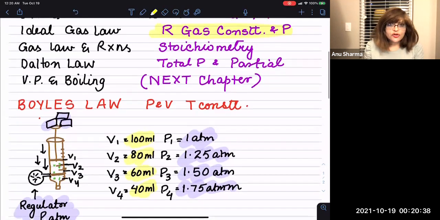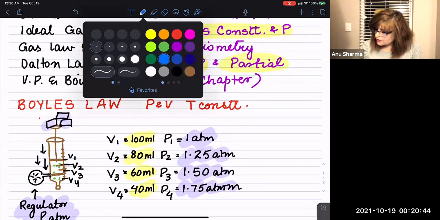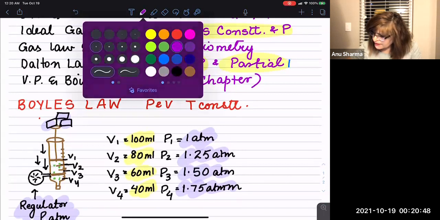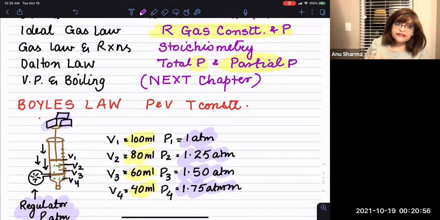and then Dalton's law, where we're looking at the partial pressure and the total pressure. Okay, so now the last part is vapor pressure and boiling, but that relates more to solutions. So we are going to look at this part in the next chapter, not in this chapter.